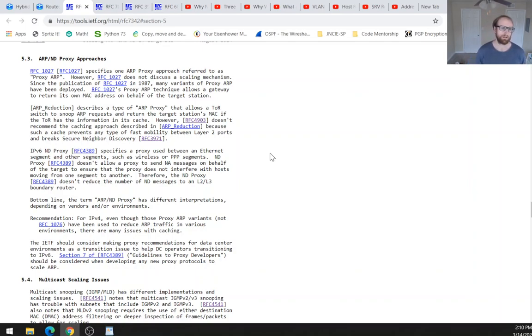ARP reduction describes a type of ARP proxy that allows a ToR switch to snoop ARP requests and return the target station's MAC if the top of rack has the information in its cache. However, RFC 4903 doesn't recommend the caching approach described in ARP reduction because such a cache prevents any type of fast mobility between layer 2 ports and breaks secure neighbor discovery.